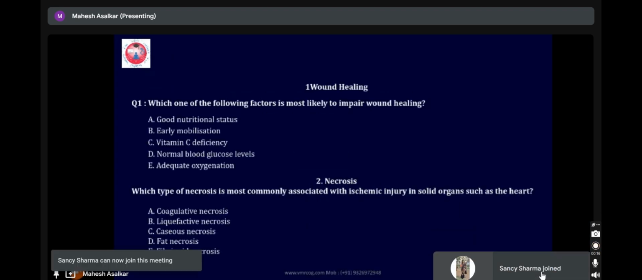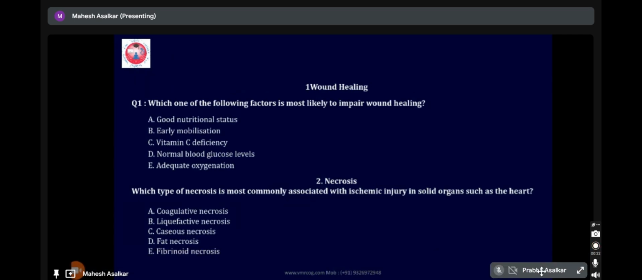Which of the following factors is most likely to impair wound healing? Option A, good nutritional status. Option B, early mobilization. Option C, vitamin C deficiency. Option D, normal blood glucose levels. Option E, adequate oxygenation. So the answer is option C. Correct.